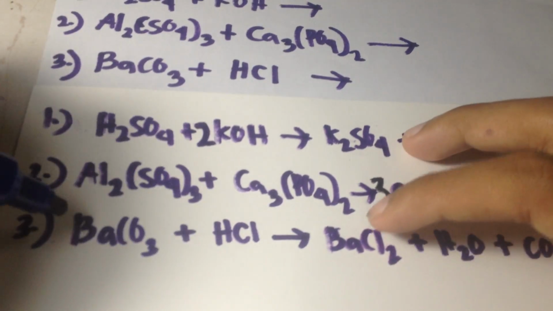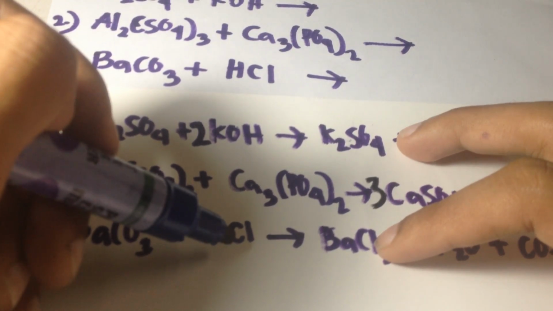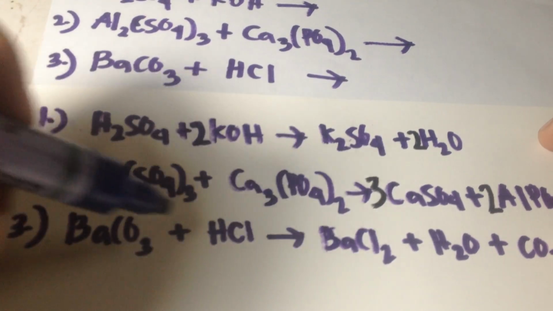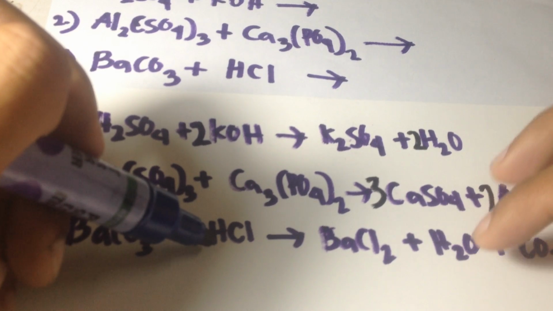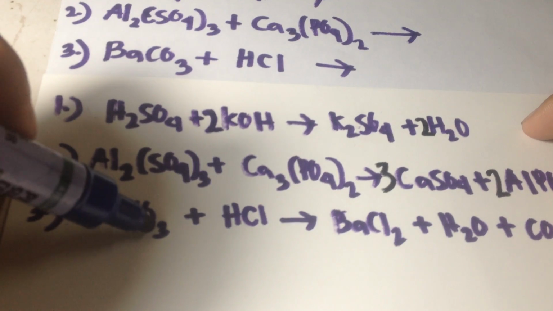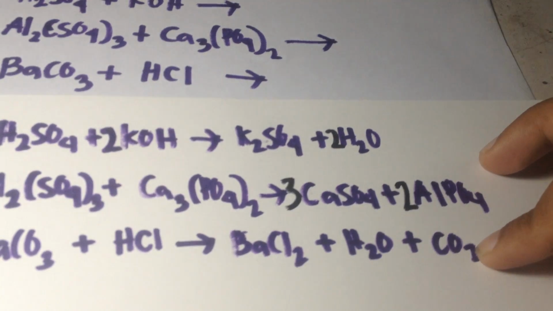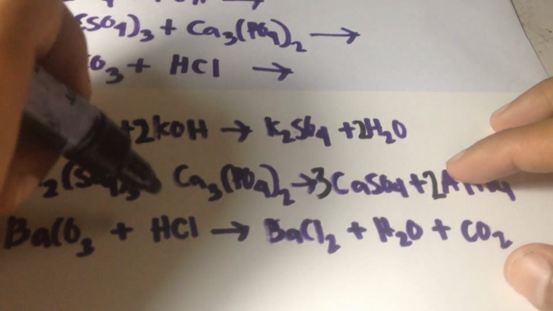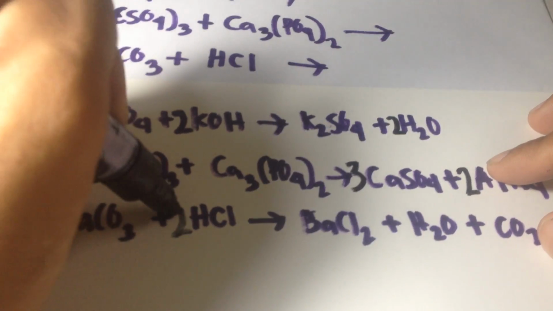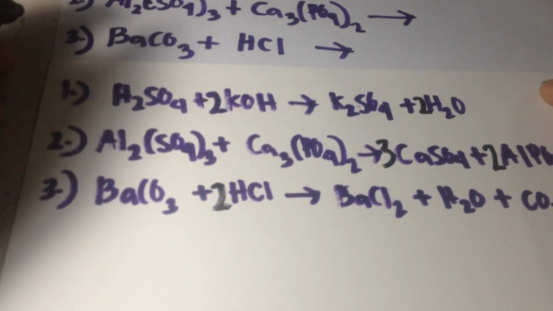And here barium has a 1 subscript, chlorine has a 1 subscript here, and chlorine is 2 subscript here. So we need to add water and carbon dioxide for carbonates. H has 1 subscript and hydrogen here is 2 subscript. Oxygen has 3 subscript and oxygen here is 3 subscript. So we need to balance. So we multiply hydrochloric acid by 2. Okay, it's completely balanced.